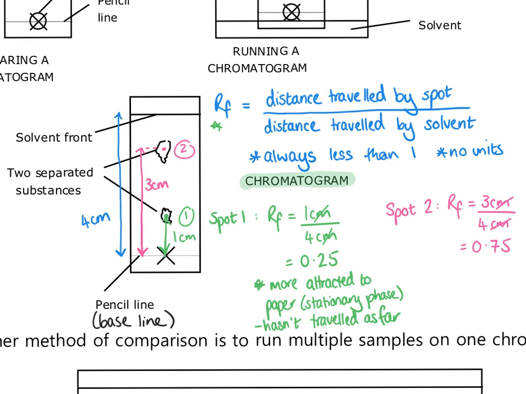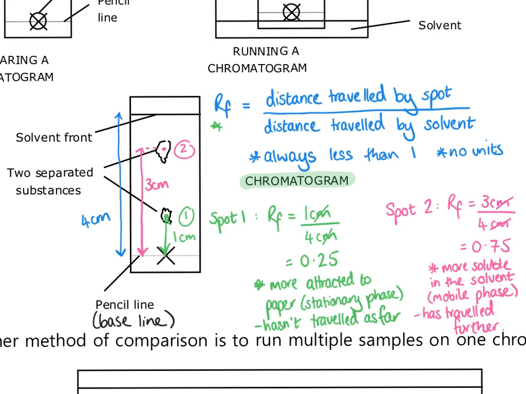What else can we see from this chromatogram? Well, we can see that spot 2 is more soluble in the solvent. How can I tell that? Because it has travelled further up the paper. So spot 2 is more soluble in the mobile phase, which is our solvent, which in this case was water.